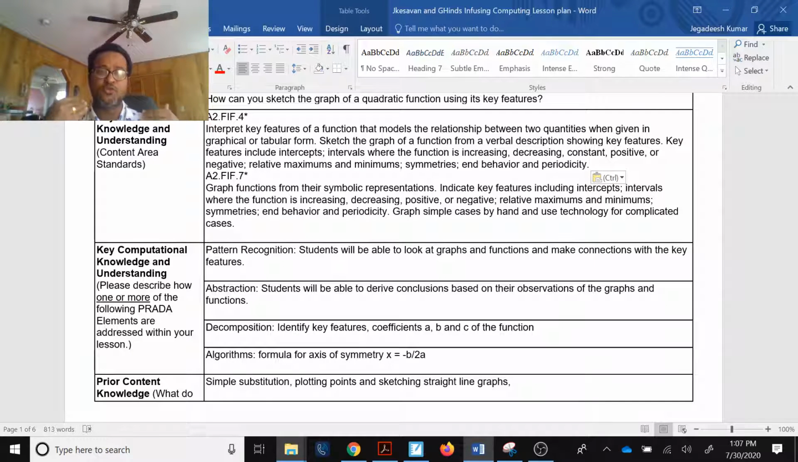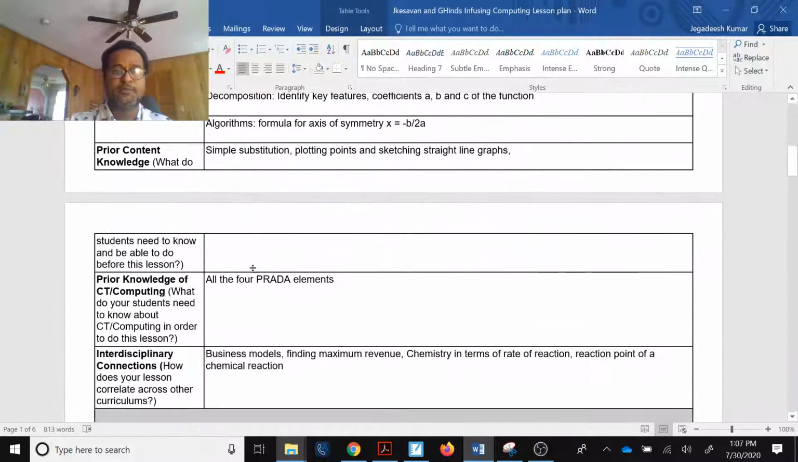When it comes to abstraction, they should be able to derive conclusions based on their observations of graphs and functions. And the decomposition is when they are to find the key features. First, they'll have to identify the coefficients of the function a, b, and c, and then they'll have to proceed from there. And there is some algorithm as well in the form of a formula to find the axis of symmetry for a quadratic function, which is x equals negative b over 2a.